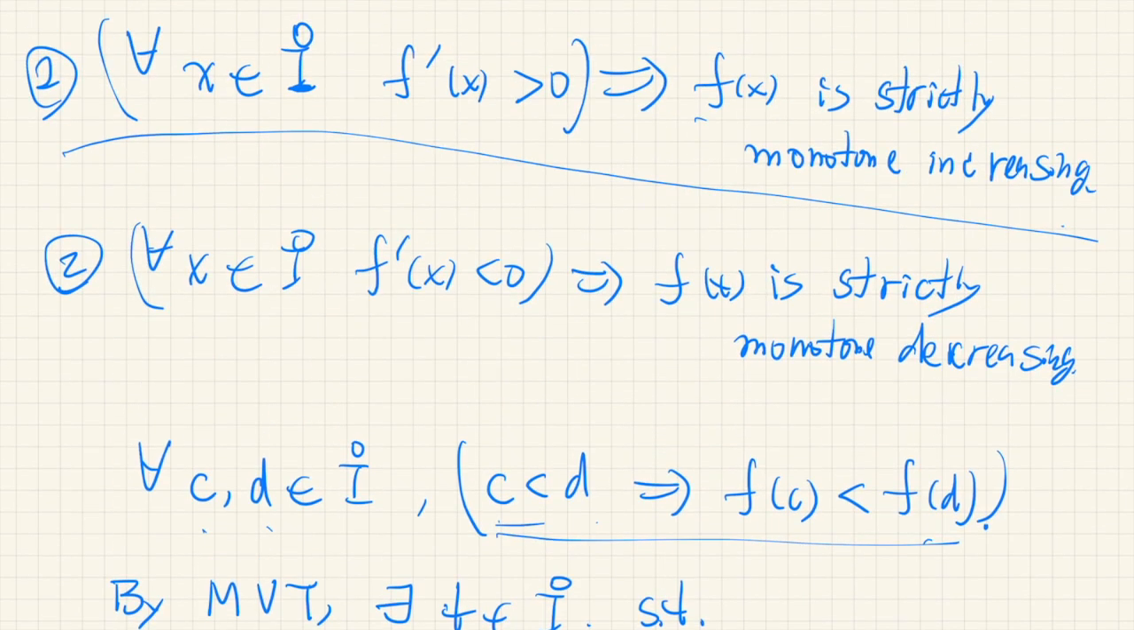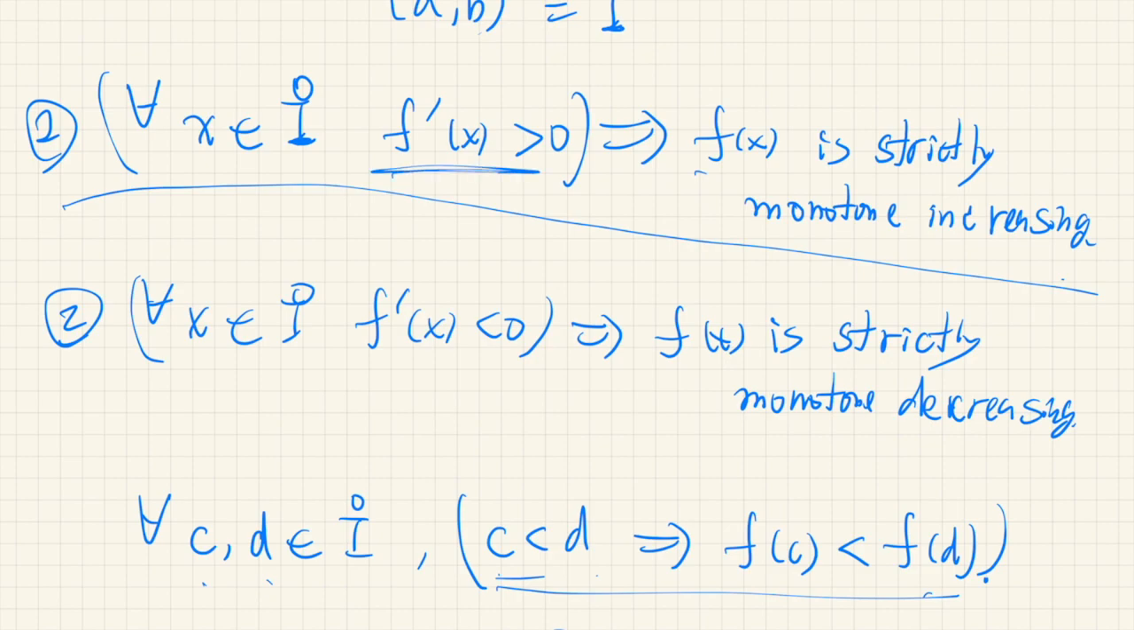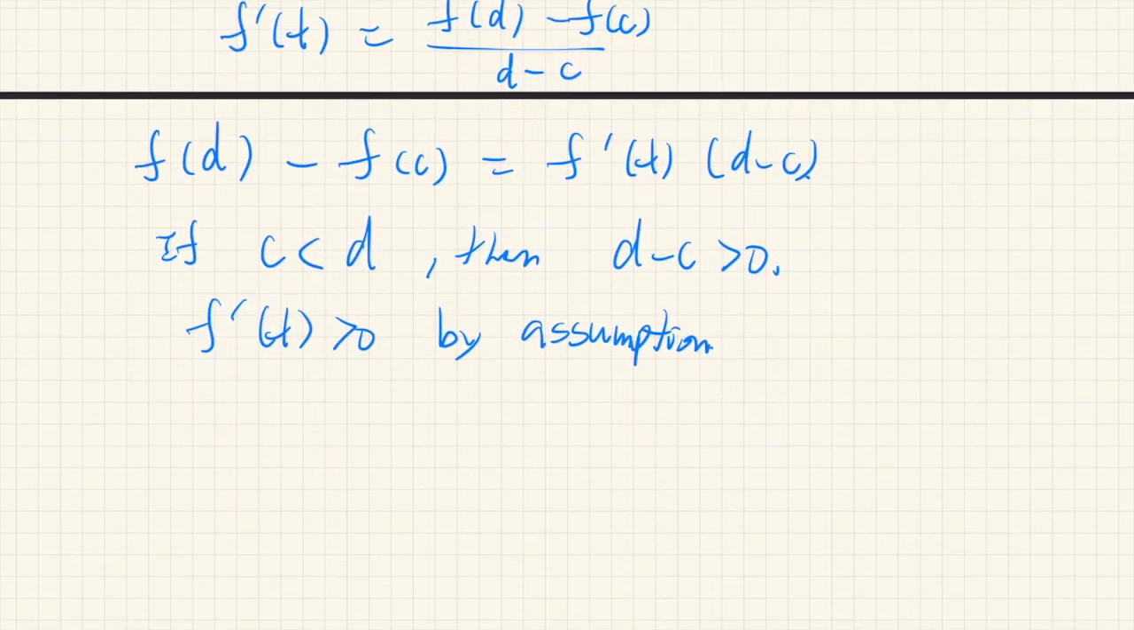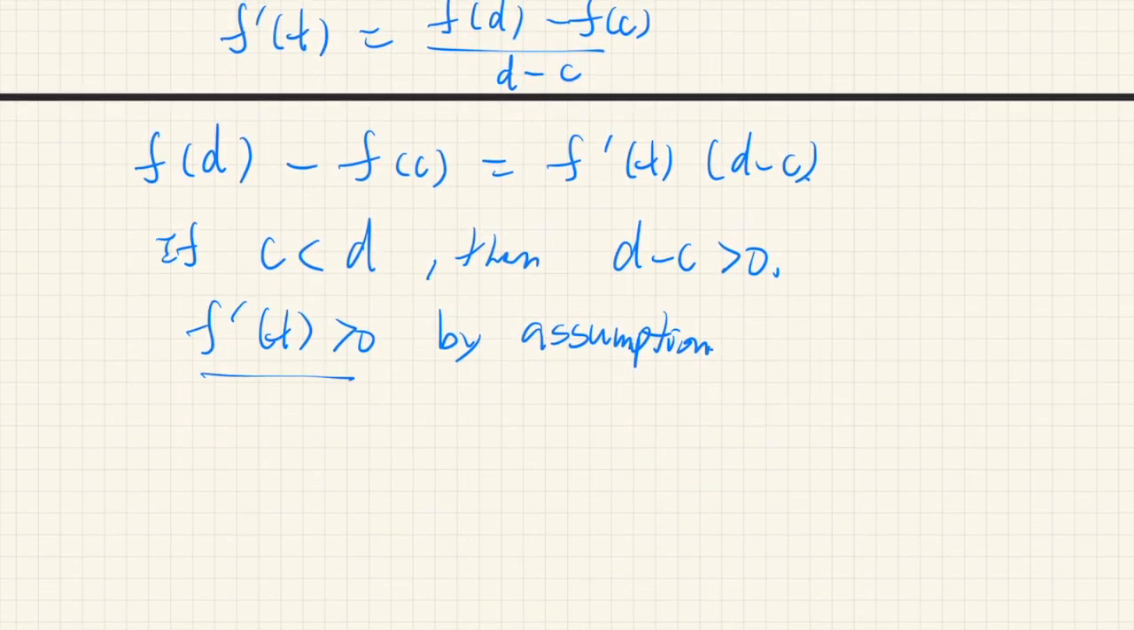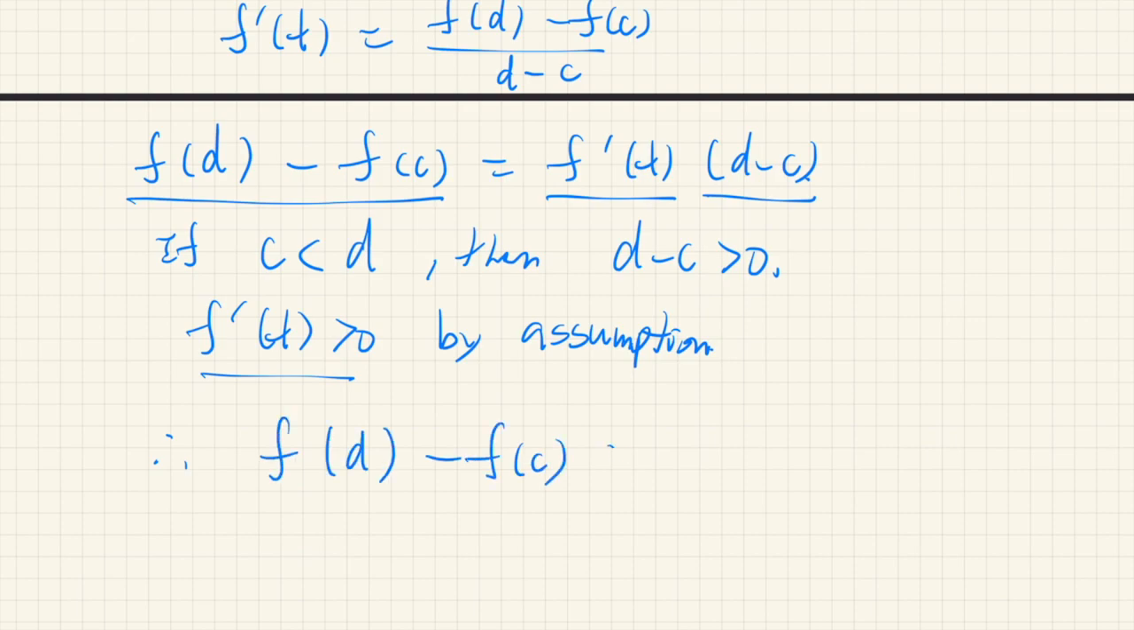And also, f prime of t is positive by assumption. By assumption means we have this assumption, right? For any point in the open interval, the derivative is positive. So this is positive times positive. That means this is positive. So therefore, f of d minus f of c is positive. Okay, therefore f of d is greater than f of c. And we are done.